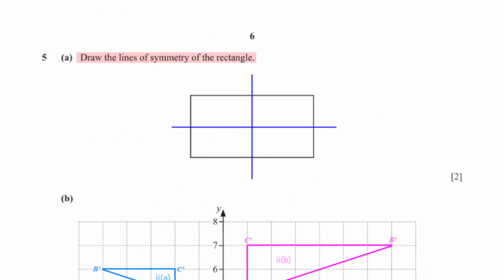Draw the lines of symmetry of the rectangle. The line of symmetry of a shape is a line that splits a shape into two mirror halves. A rectangle has two lines of symmetry.